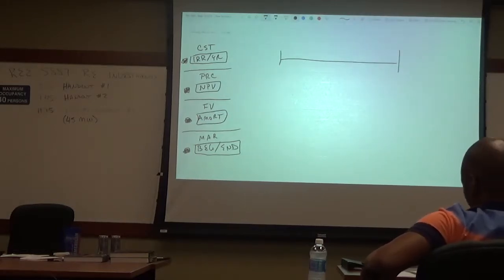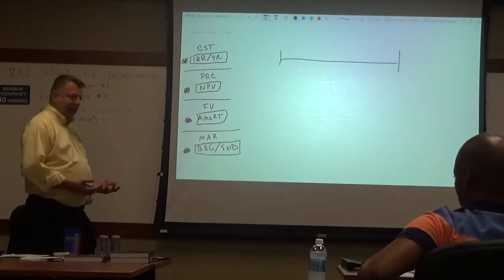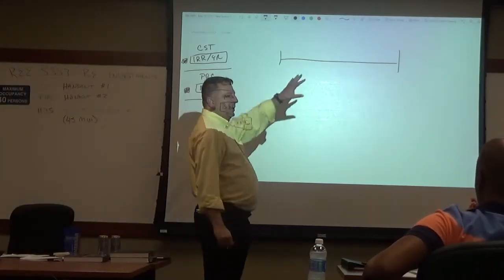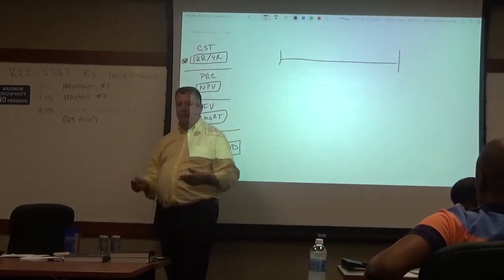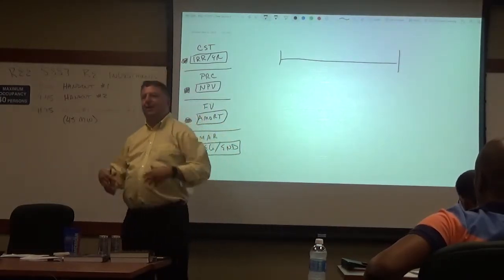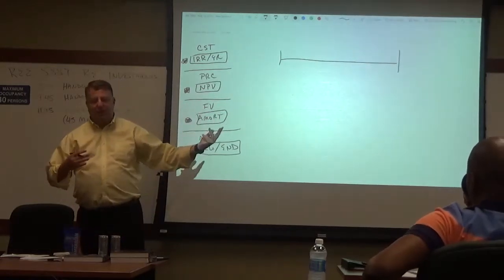The easiest way to begin to visualize a problem is to set up a timeline. Now, your handout uses basically the same sort of thing, what's kind of like a T-bar. Same concept, just done a little bit differently.